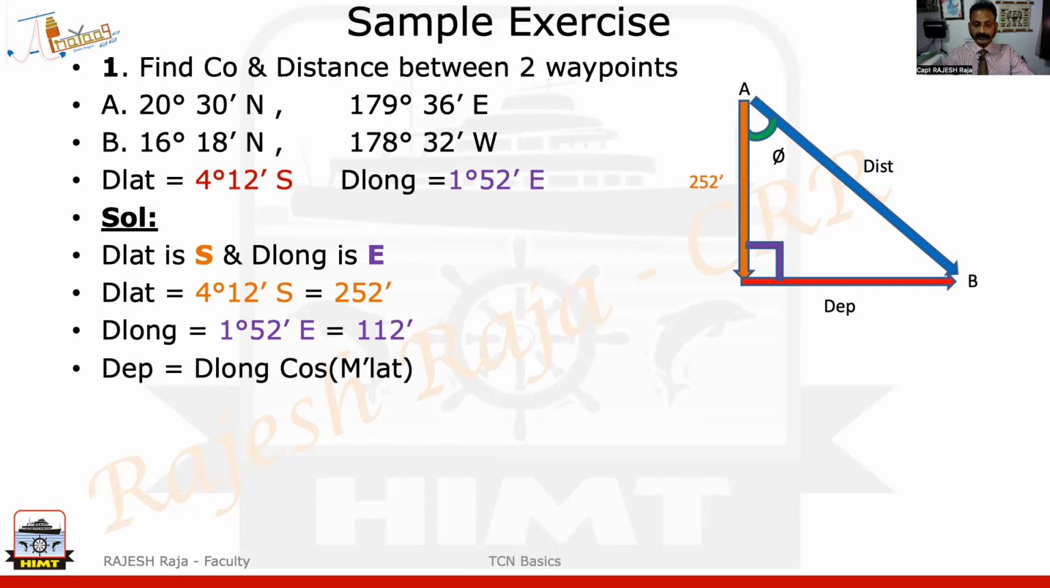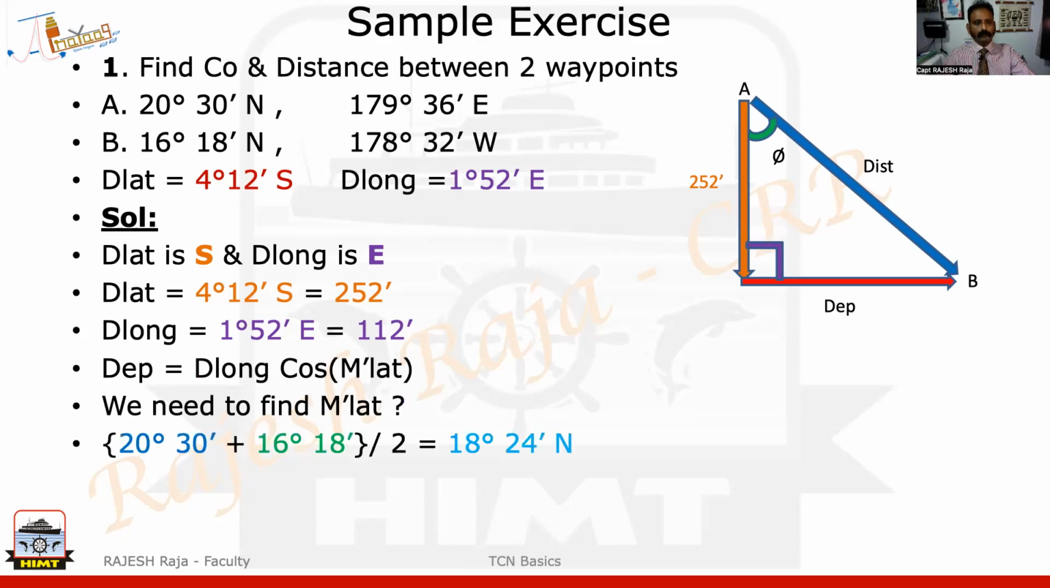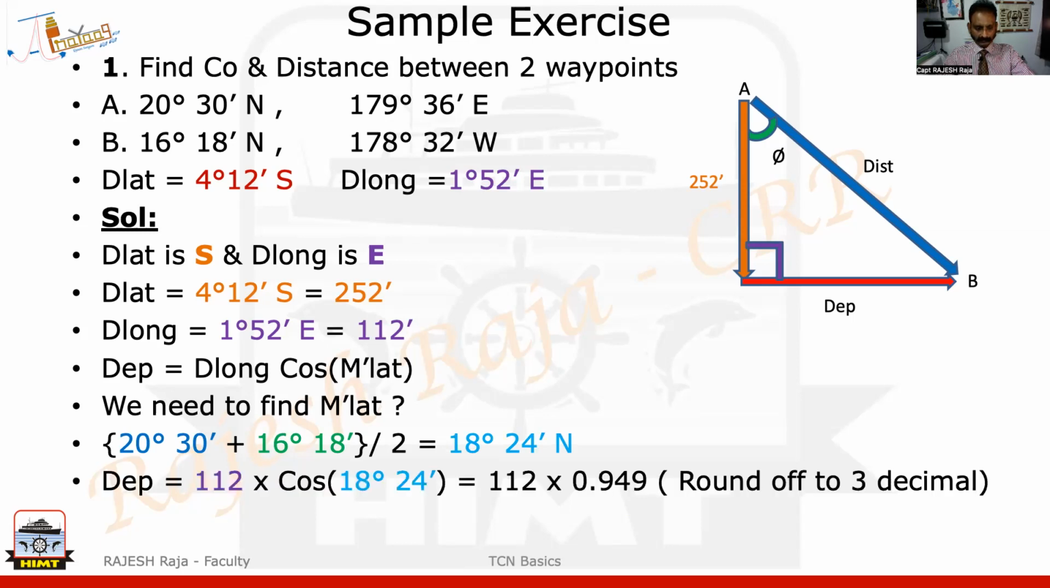But I don't know what is mean lat. So my next job is to find the mean lat. We have already done this exercise. Both latitudes are in northern hemisphere, so it's very easy. Just add and divide by 2. You'll get 18 degrees 24 north. Okay. So I'm going to put this in this equation. Departure is equal to D long in minutes, which is 112, and cos of the mean lat.